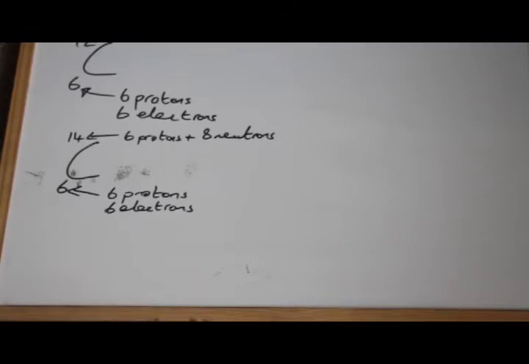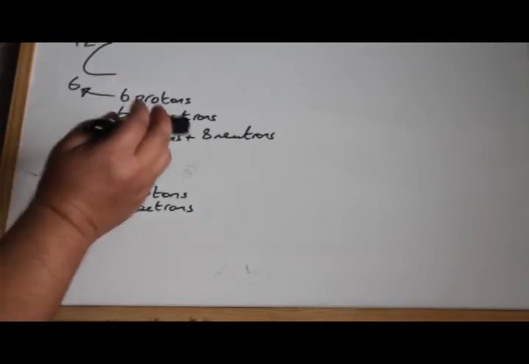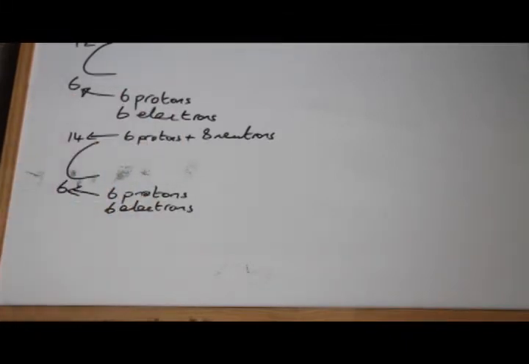And to find out the number of neutrons, we take the mass number, we take away the number of protons. In this case, 12 take away 6, this is with 6 neutrons. 14 take away 6, this is with 8 neutrons. And carbon-14 is a radioactive isotope of carbon. Carbon-12 is relatively stable, certainly stable in the timescales that we're going to talk about for GCSE.